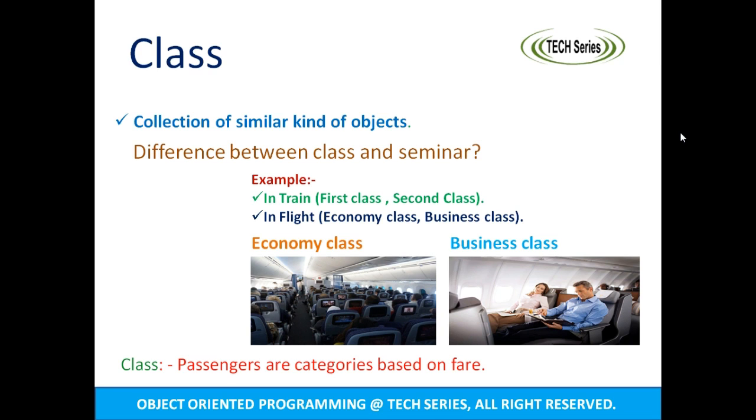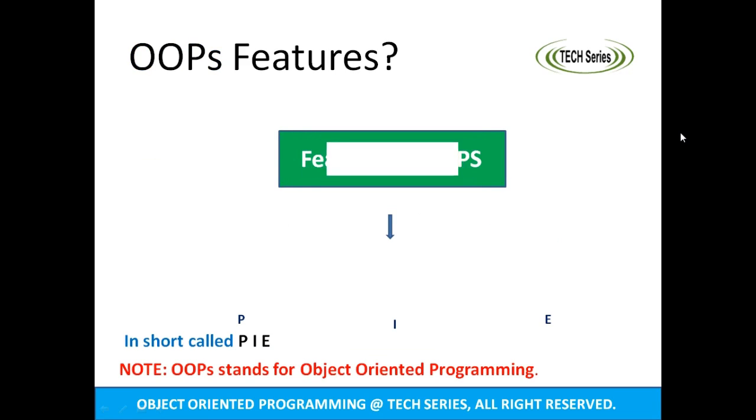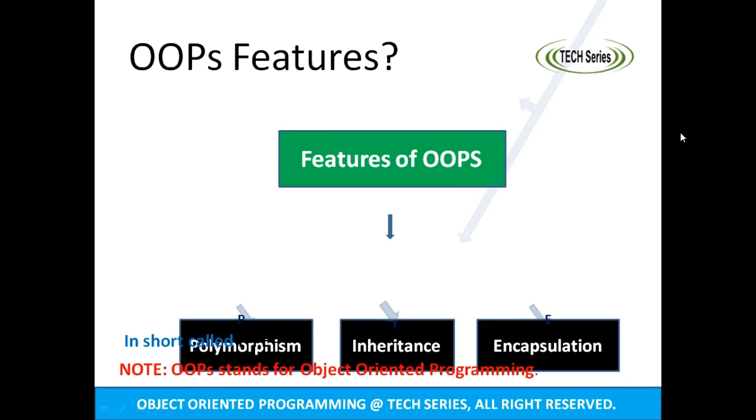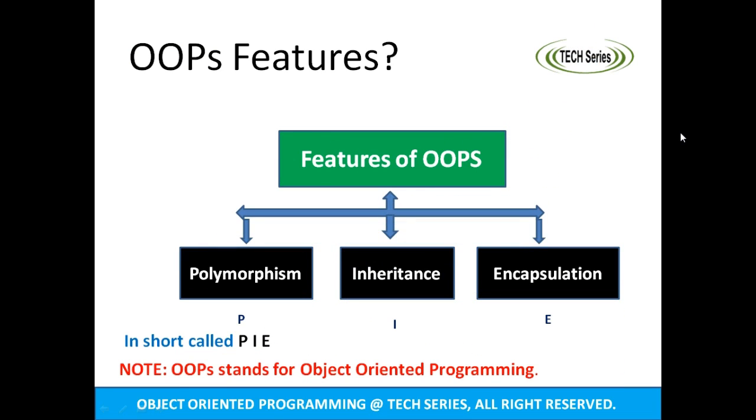Now, features of object-oriented programming. There are three features of object-oriented programming: polymorphism, inheritance, and encapsulation. In short, called PIE. P stands for polymorphism, I stands for inheritance, E stands for encapsulation.